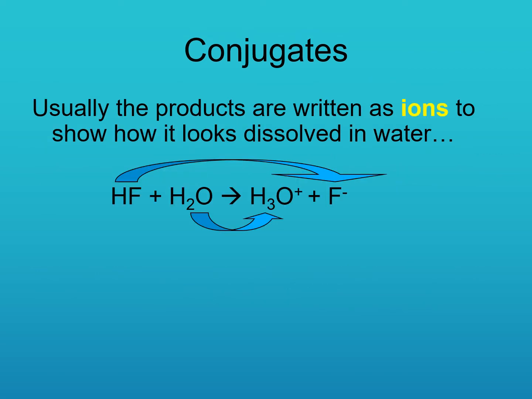So let's look at an example. Usually the products are written as ions to show how it will dissolve in water. So here we have an acid being put into water. So what's going to happen? Well, when this acid is put in water, the ions right here are going to separate. So the H here is going to join water, making H3O+, and then fluorine is off by itself with a -1, which we can find out on our periodic table if you need help with that.